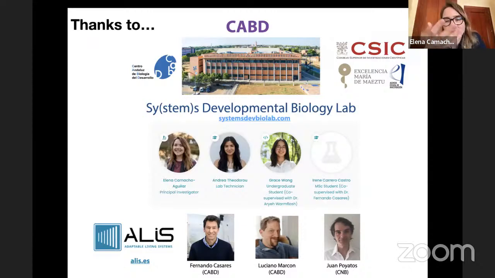And as Dr. Citabra mentioned before, I started my own lab in Seville, in the Andalusian Center for Developmental Biology, where we are trying to work on understanding cell-fate decisions using human pluripotent stem cells and mathematical methods. We are collaborating closely with other groups, both in the CABD and in Madrid and other institutes. I wanted to mention in particular Fernando Casares, Luciano Marcon, and Juan Pollatos, with whom we are trying to establish this supergroup called Adaptable Living Systems, where we are really interested in understanding biological mechanisms behind developmental biology.